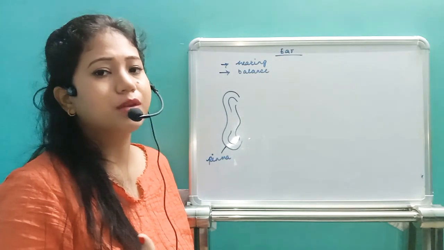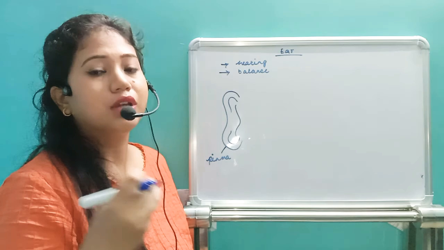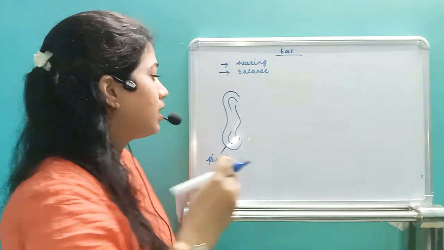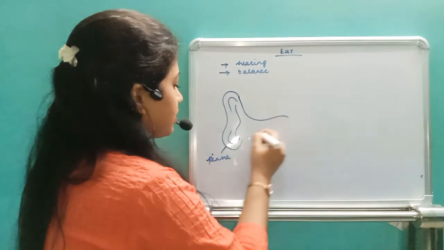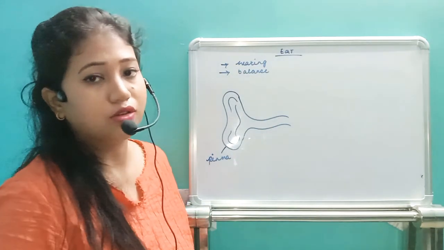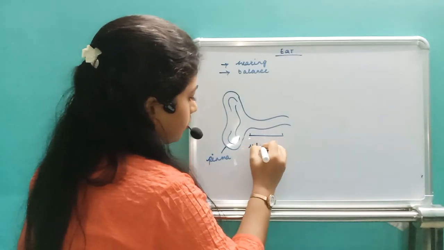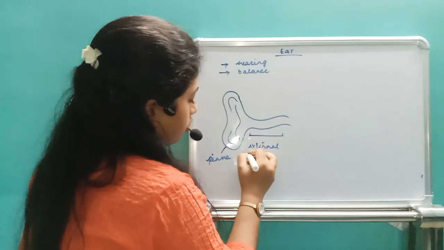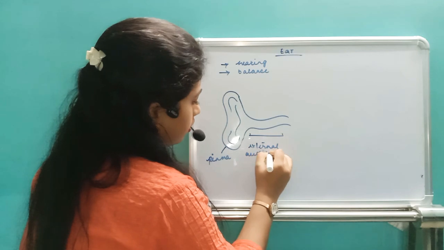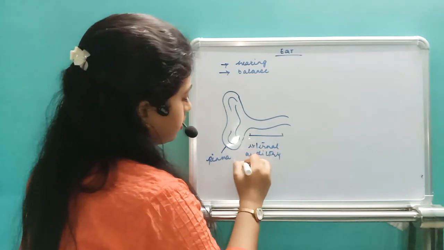Why are these grooves present? So that from a wide range we are able to get the waves, and they will be directed to the next part, that is the external auditory meatus or the external auditory canal. This part will be called the external auditory canal, or you can say meatus.